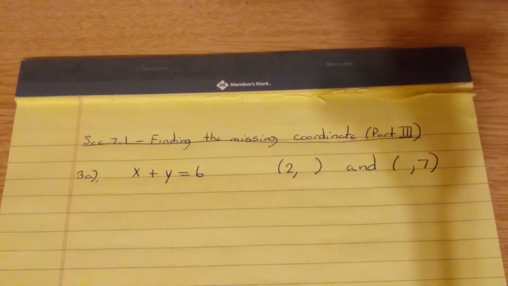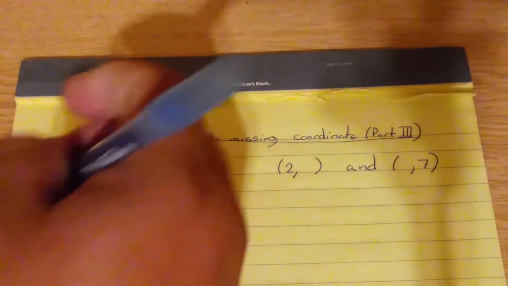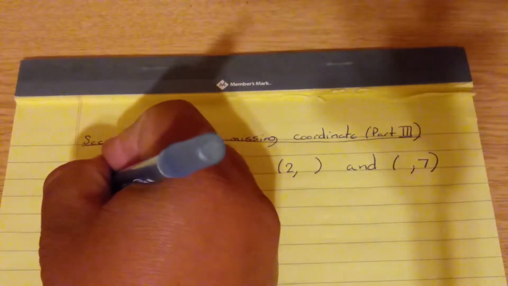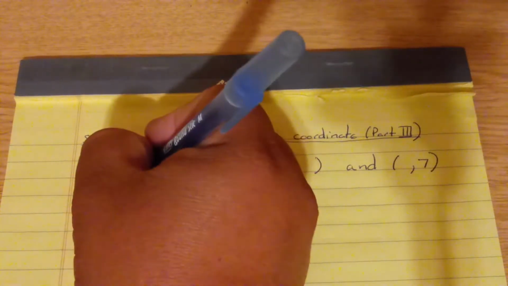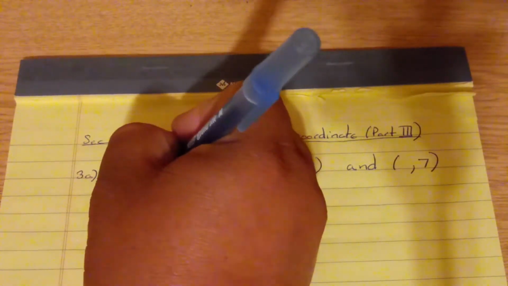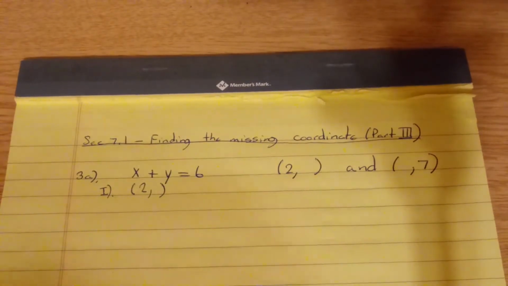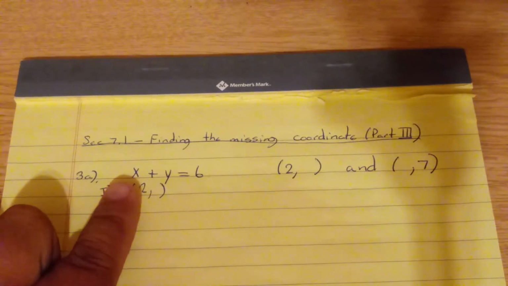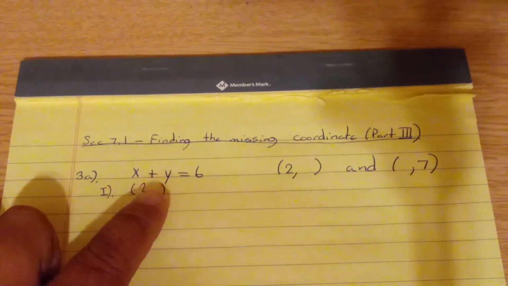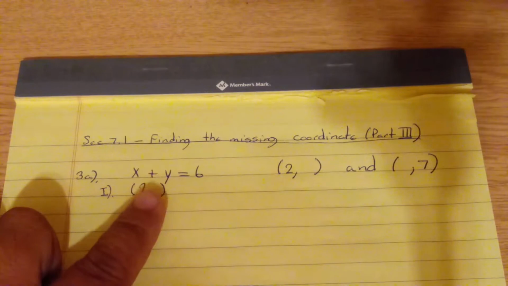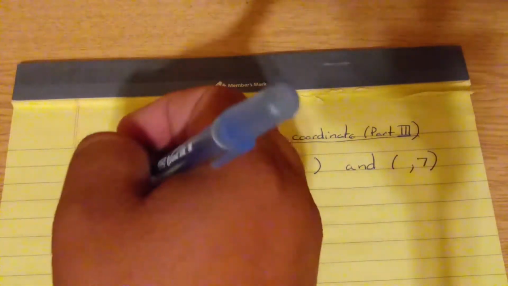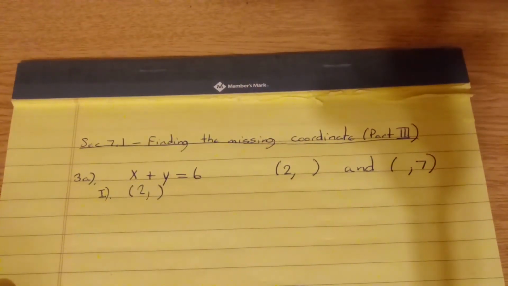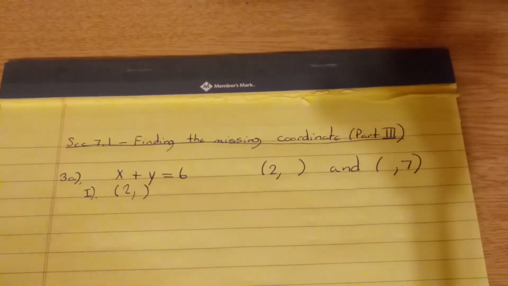So let's go ahead and take a look at it. We're first going to start off by solving the ordered pair 2 and blank. We don't know what it is. Now, remember, this is your x value. So we're going to substitute the x value in there to solve for y. Now they're going to be calling it solutions. They're not going to be calling it ordered pairs. So anytime they say solve for the solution, that's what they mean.